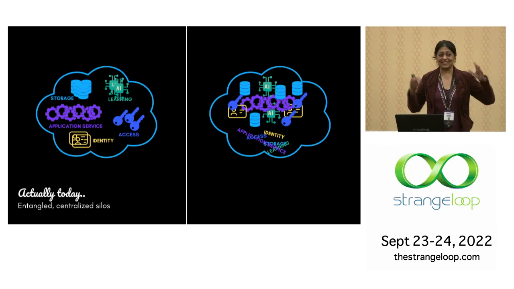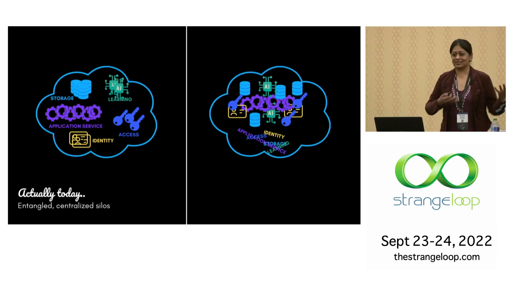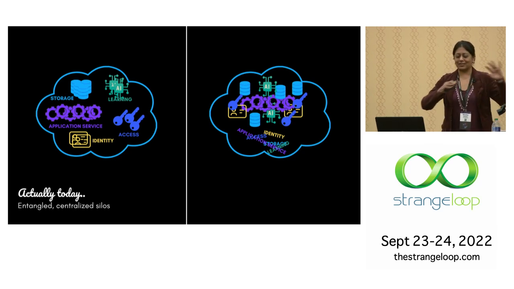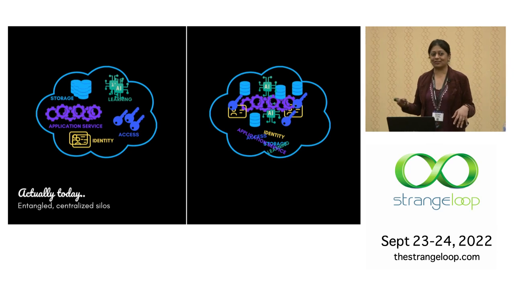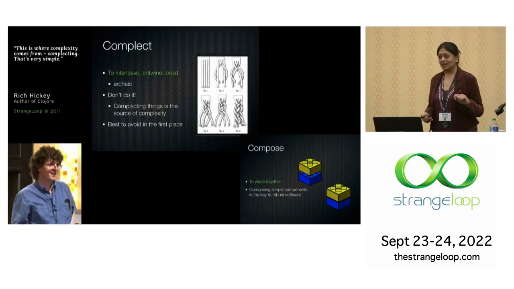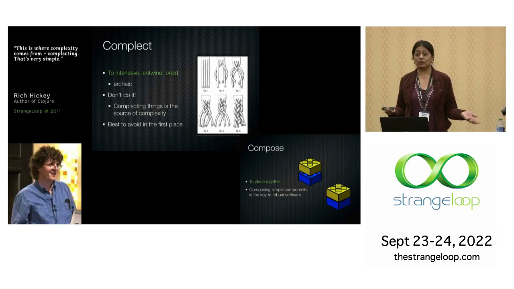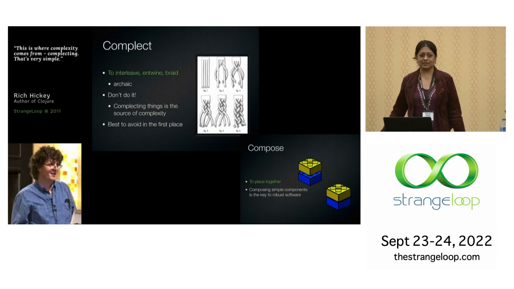If you look inside any of our silos today, it's not as neatly compartmentalized as we see on the left. It looks a lot more like the right, where all these dimensions are tightly coupled together. In fact, Rich Hickey, the author of Clojure, says this is where complexity comes from: complecting. He said it's simple: just don't do it. Don't interleave, don't entwine, don't braid. It's best to just avoid it in the first place.